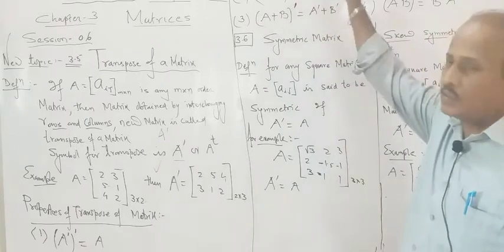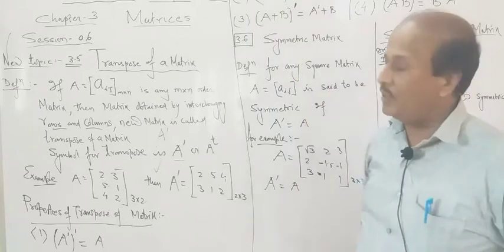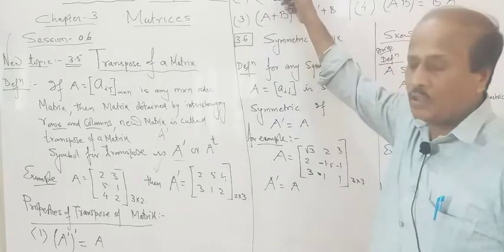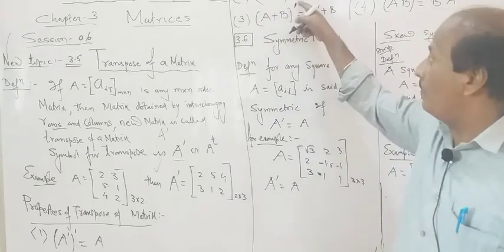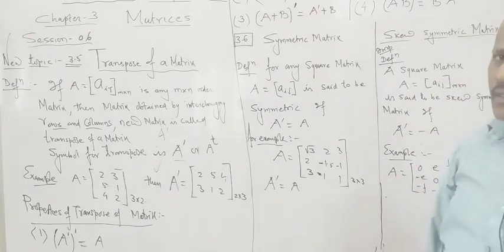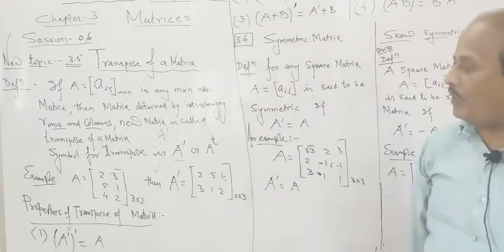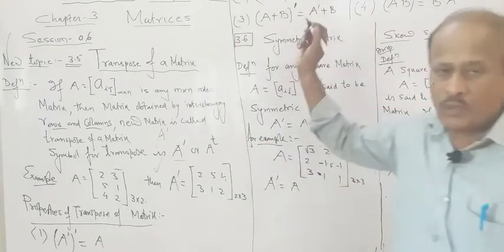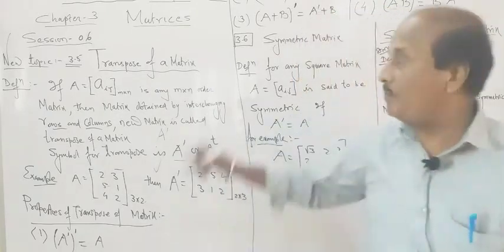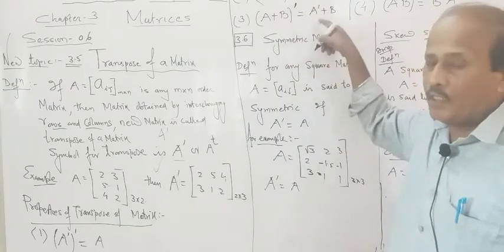The second property is: if k is any constant or any scalar, then the transpose of kA, that is (kA) dash, is equal to k into A dash. Don't put the transpose on k; k is any scalar quantity, any number. This is one more property of the transpose of a matrix. One more easy property, which can also be very easily proved: (A plus B) dash, the transpose of A plus B, is equal to A dash plus B dash.